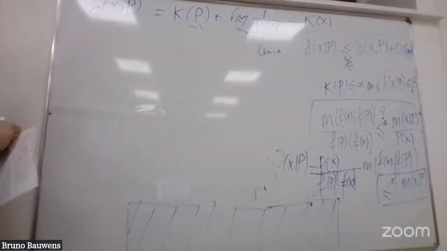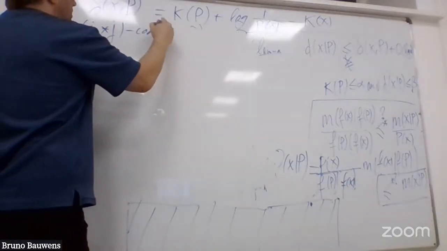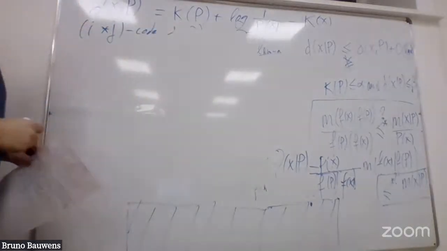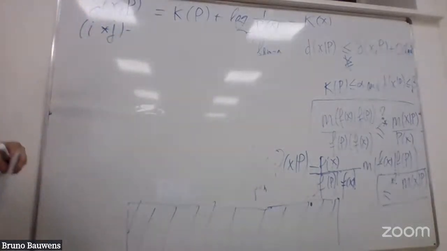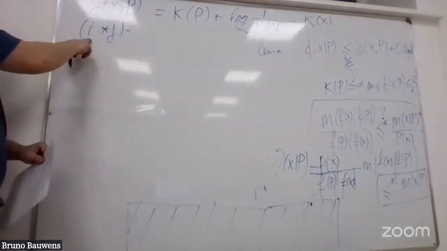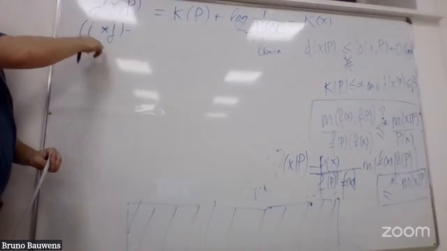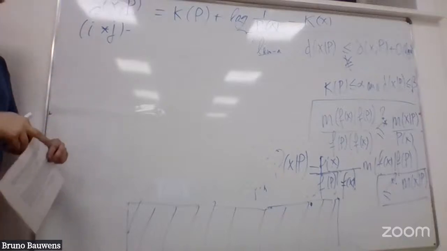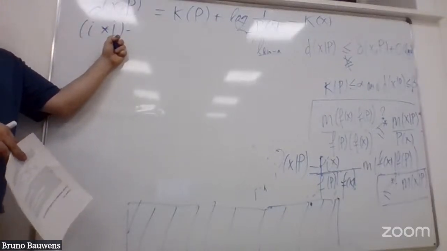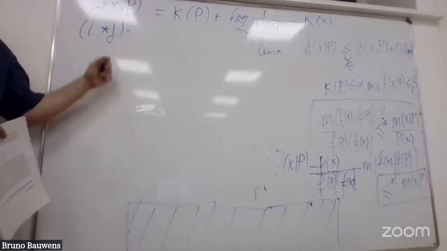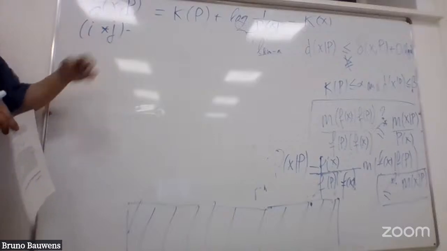We can look at an i-star-j representation of x. What is it? It is a set of complexity at most i with cardinality at most 2 to the power j. So, an x-containing set with complexity at most i and cardinality at most 2 to the power j. What is the cardinality? It's the number of elements.